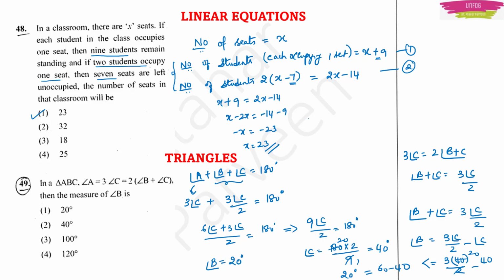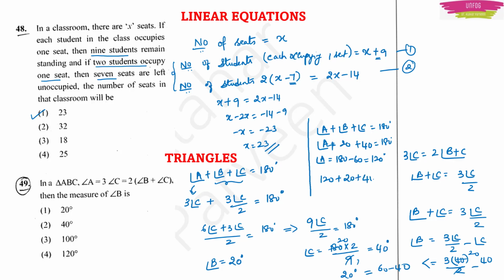Okay. You can also do some verification. How will you do verification? See, angle A plus angle B plus angle C is equal to 180 degree, right? Angle A we still don't know, but angle B we got 20, angle C we got 40. So angle A should be equal to 180 minus 60, so it should be 120. Now add up and see whether you are getting 180 degree. Angle A is 120, angle B is 20, angle C is 40. So this is equal to 180 degree. So that's why angle B will be equal to 20 degree.